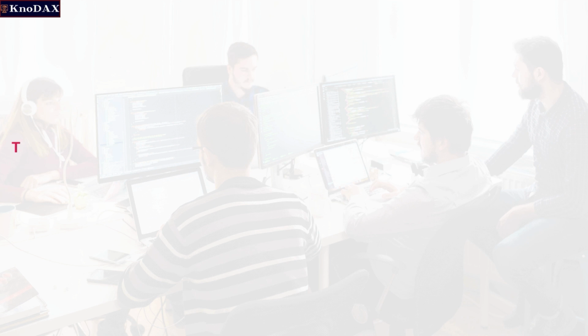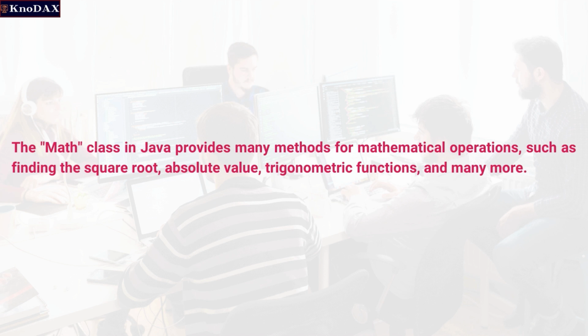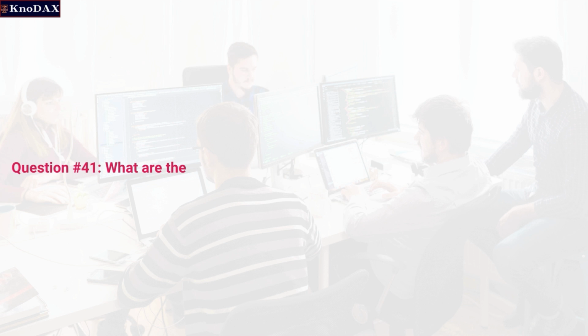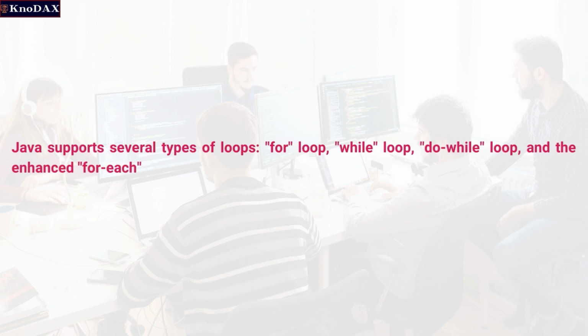The Math class in Java provides many methods for mathematical operations, such as finding the square root, absolute value, trigonometric functions, and many more. What are the different types of loops in Java? Java supports several types of loops: for loop, while loop, do while loop, and the enhanced for each loop.